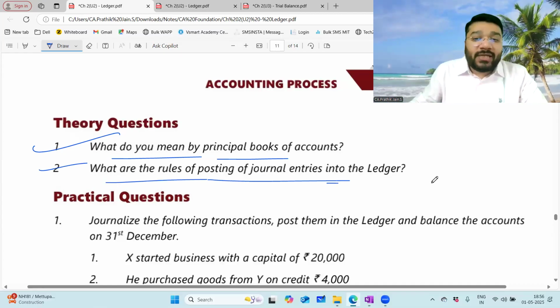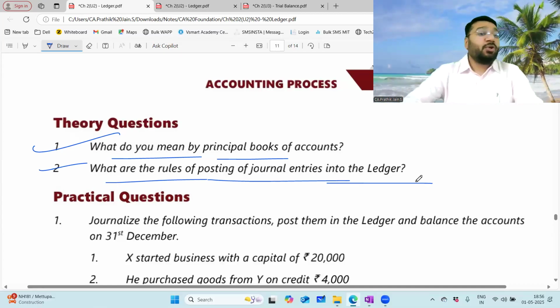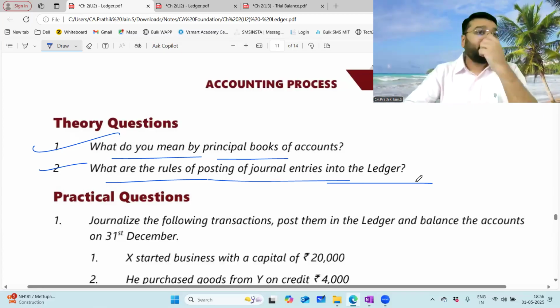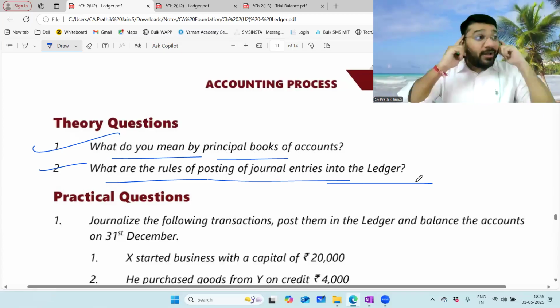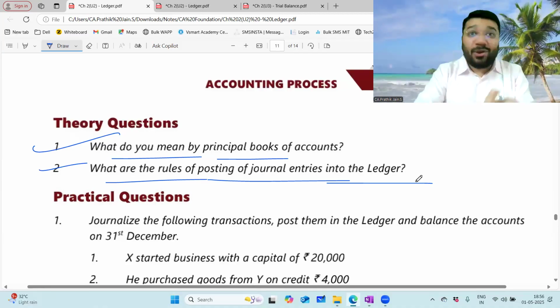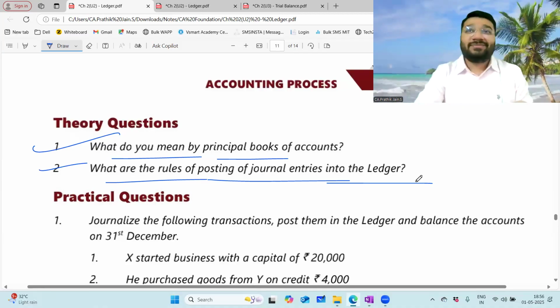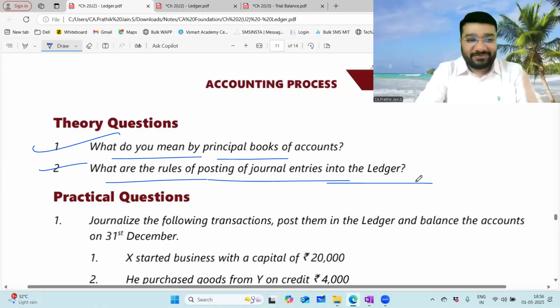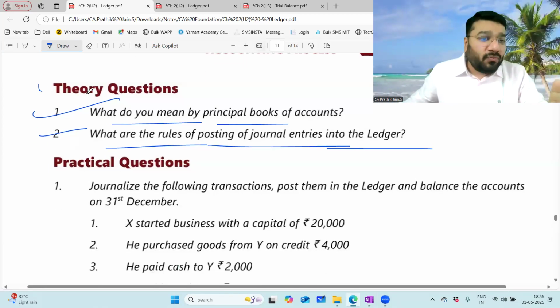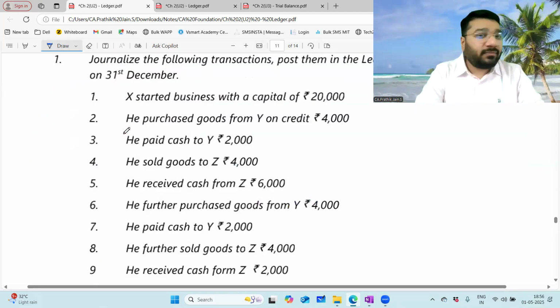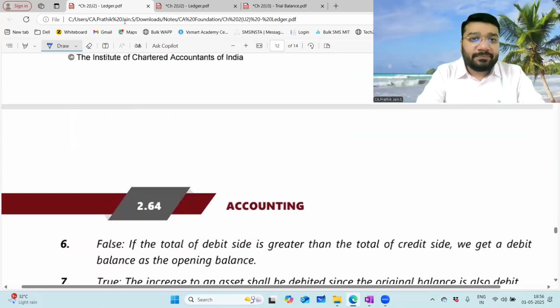What are the rules of posting journal entries to ledger? Don't know, no? You have to go and study this. Without studying, you'll not know. You're not a genius. You're in the process of becoming a genius. So you have to study. Theory question, homework. Practical question, I gave already as homework. Correct, no? Any problem? No problem. Can I go to the next unit?